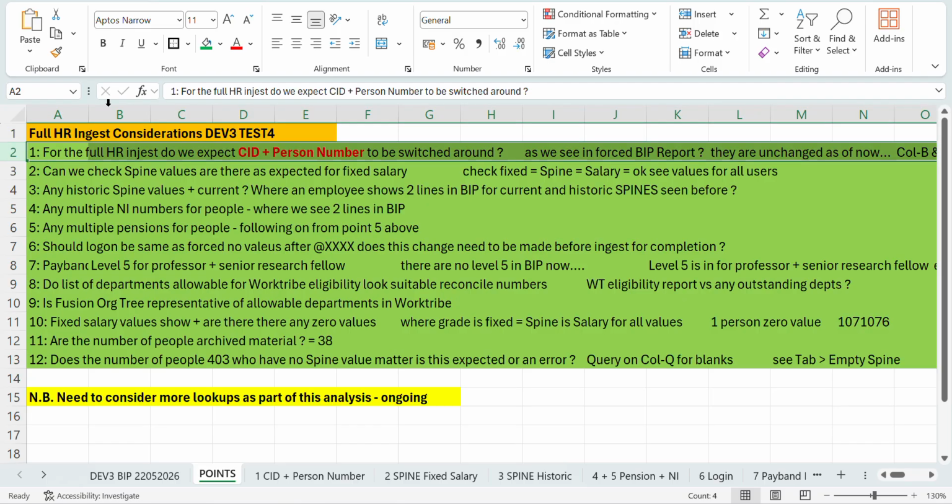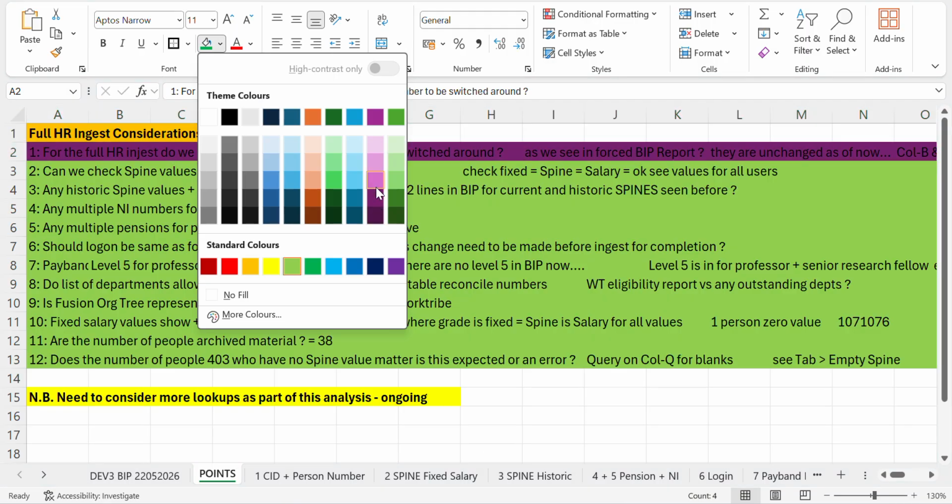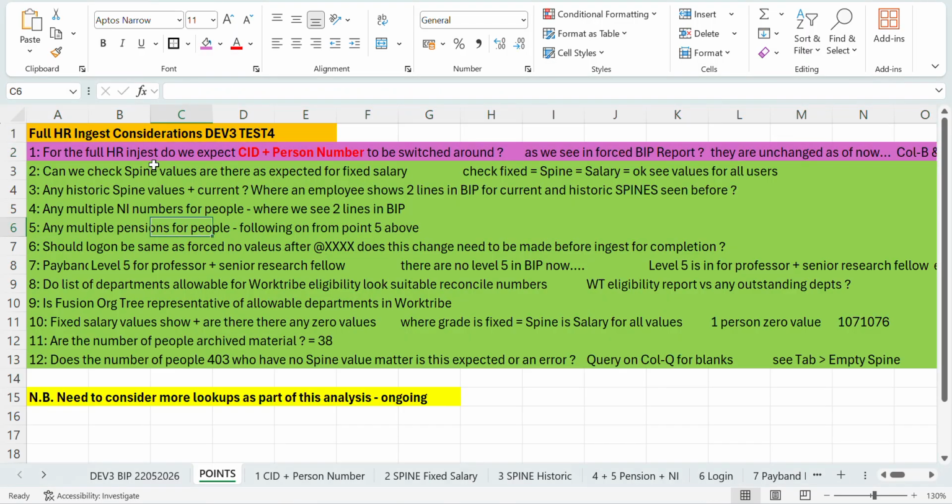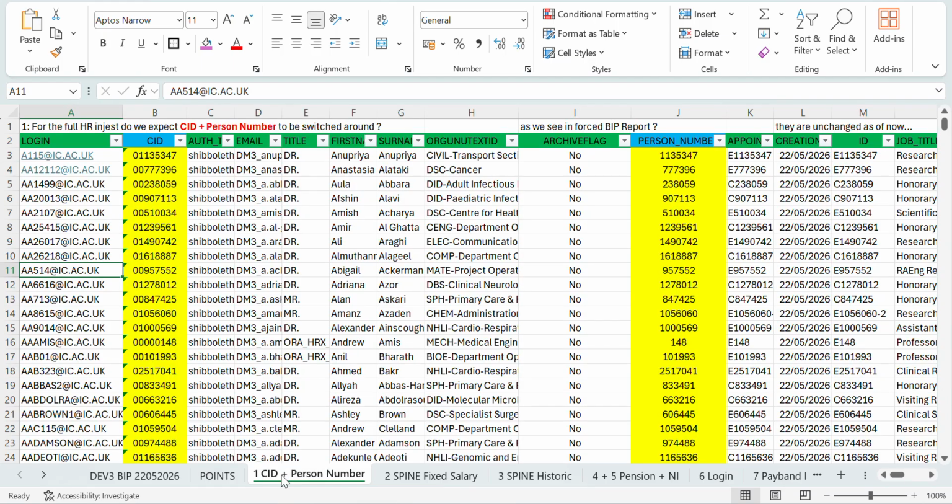So we have point number 1 at the top, which is: for the full HR ingest, do we expect SID and person number to be switched around as we saw in the forced BIP report? Because as of now, they're unchanged. So what that means is, if I go over to tab number 1, and we saw this in a previous video when we had a much smaller report output of 4 lines, which was the forced user BIP report. And it was only people on those lookups that were considered, and the SID and the person number, which we're representing in yellow here, they were switched around. So as we have it right now, SID means SID and person number means person number.